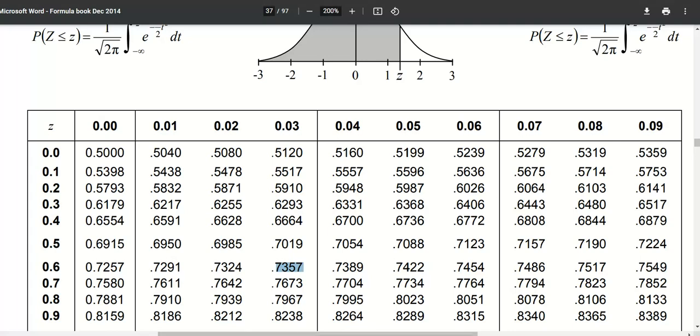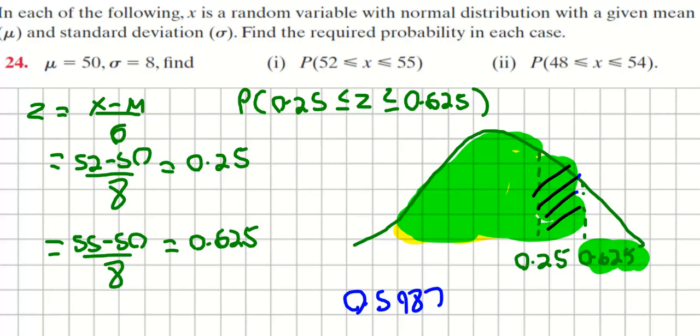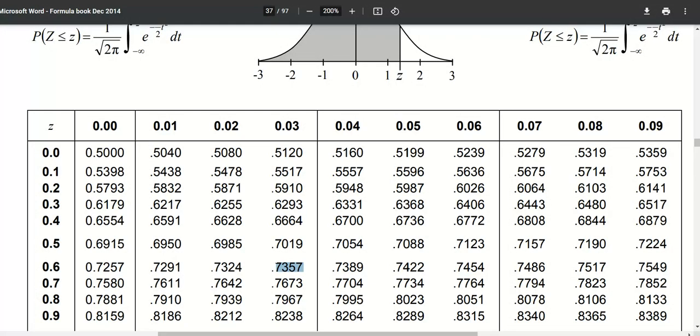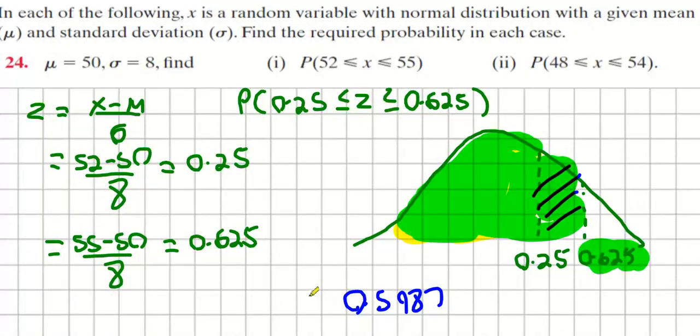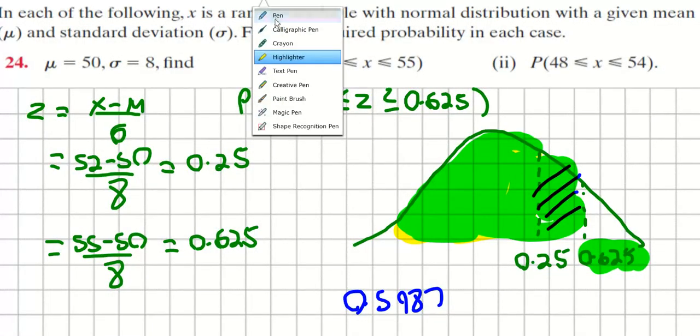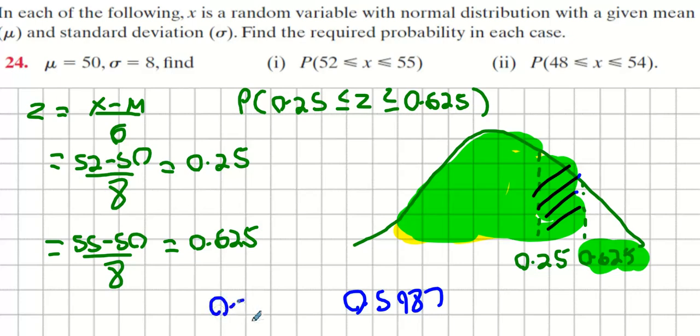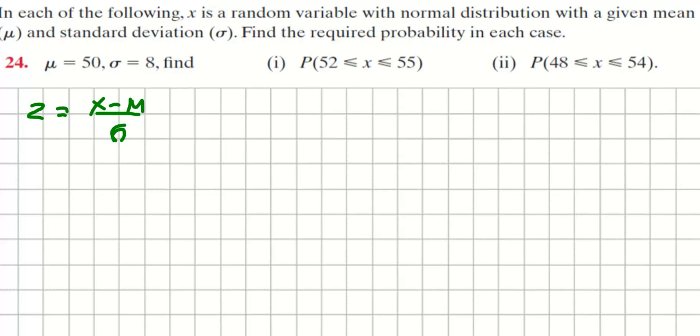Sorry, I got mixed up there. 0.625, yeah? So I'm looking for 0.63. Yeah, they used that one. They rounded up, so they used 0.7357, yeah? So 0.7357. Take them away from each other, what do we get? So what do you get? 0.137. Anybody get that? Okay.